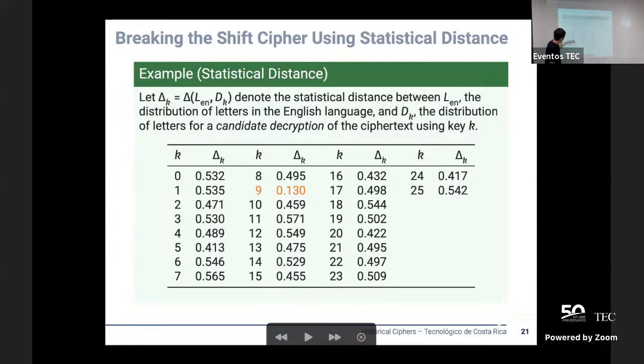We'll see that all these distances are quite high, around half. And there's one that's really different. These are all about half, and that's the 9. We already saw visually that 9 is a really good match where these bars line up. So that's basically done automatically.